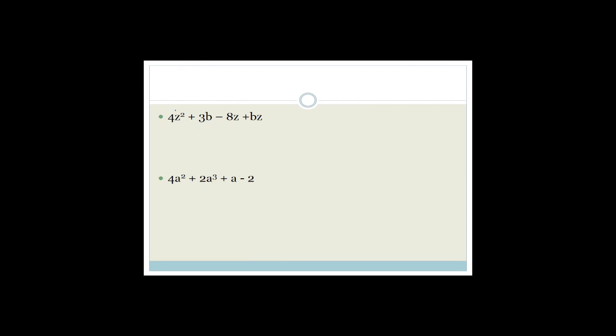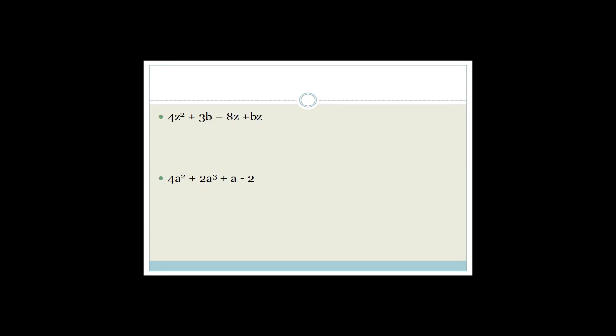Now we've got 4z squared plus 3b minus 8z squared plus bz. That doesn't look very nice at all. I wonder if there's anything we can do with that. 4z squared plus 3b minus 8z plus bz. Let's see if there's anything we can do with that to make it look simpler. Remember, our plan is just to make it look a little bit nicer.